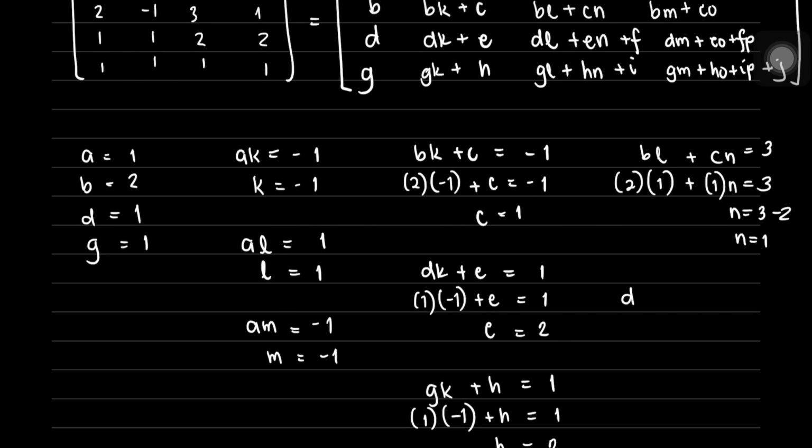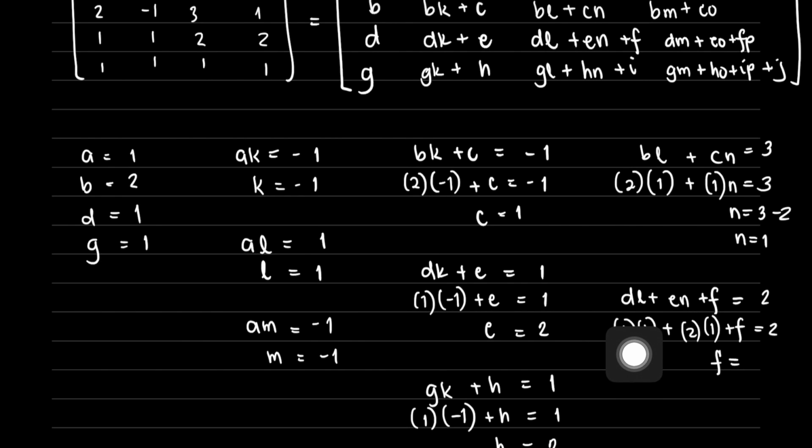DL plus EN plus F is equal to 2. So DL is equal to 1 multiplied by 1 plus EN, where E is 2 and N is 1, plus F, and this is equal to 2. If we simplify this, solving for the value of F, we have 1 plus 2, that's equal to 3, and if we transpose it to the right side, we have 2 minus 3, so F is negative 1.